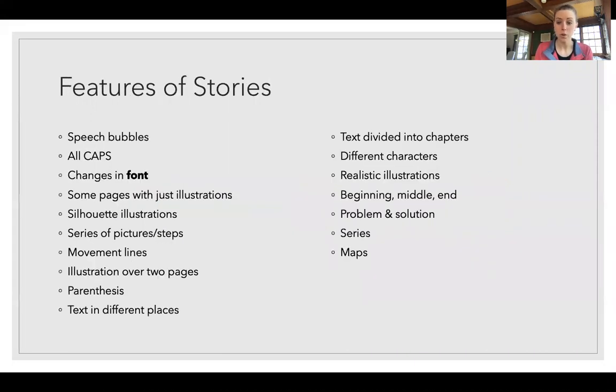So this is the list that we made when we were together, and we talked about different features in stories like speech bubbles and using all capital letters, different font, different illustrations, using text in different places throughout the stories, being realistic, having a problem and solution, all sorts of different things that we went through together that you guys identified in books that we read. So I want to go through a lot of these things and show you different examples.